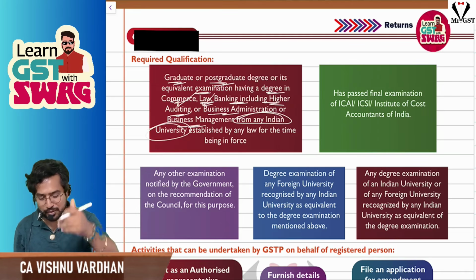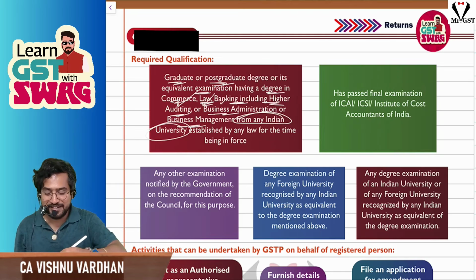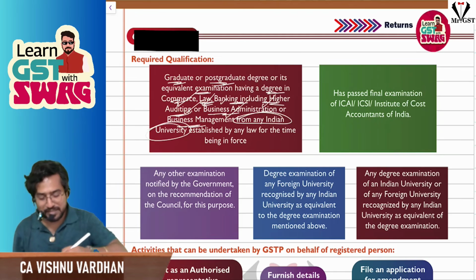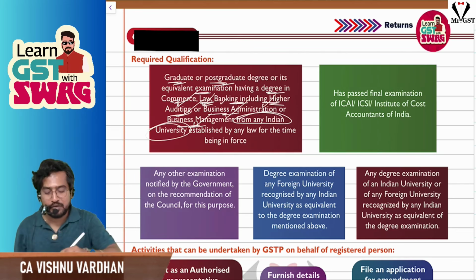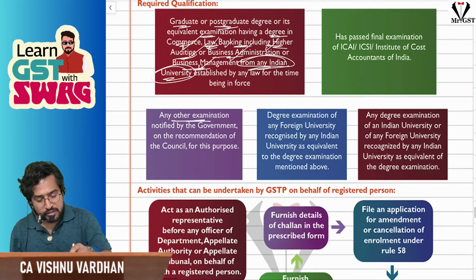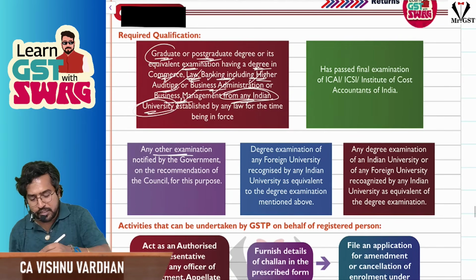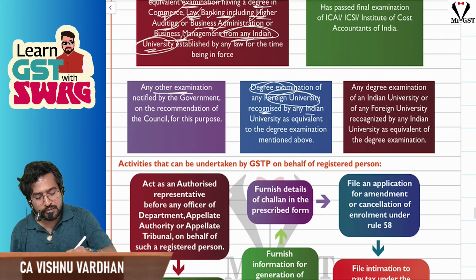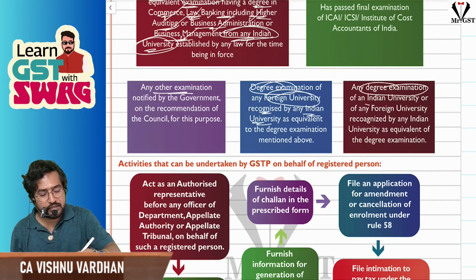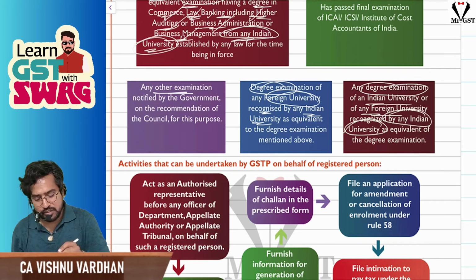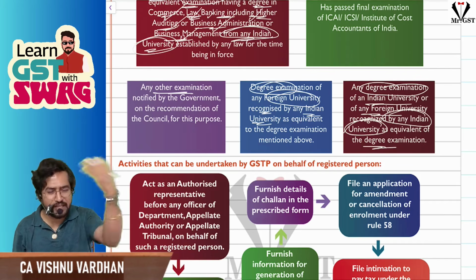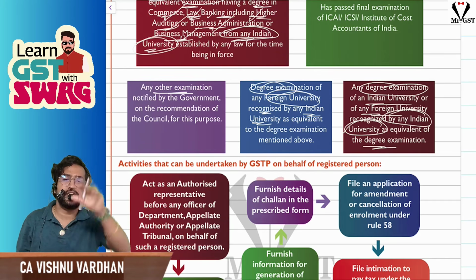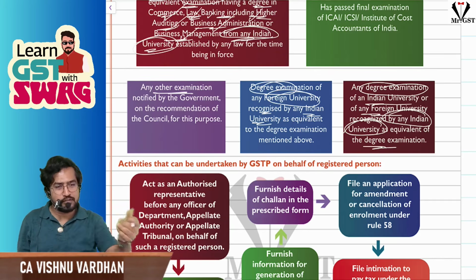I will talk about that usage. Wait one second. Commerce, law, banking, higher auditing, business administration, business management from any Indian university or any other exam. One second, ma. Graduate or postgraduate here, and degree examination of any foreign university recognized by an Indian university, or any degree examination of an Indian university or any foreign university recognized by any Indian university as a degree equivalent to any other examination but equal to a degree. CA equal to PG. Done. So that also they will recognize.